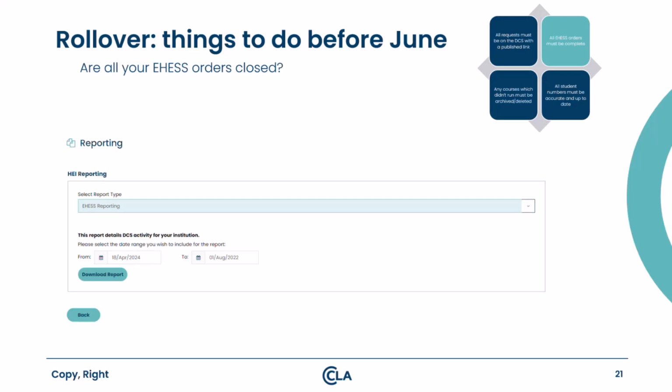And if you see that any order is still pending or is open, please reach out to us so we can close them on your behalf. You can reach out to us via our help desk email, which is support@cla.zendesk.com.